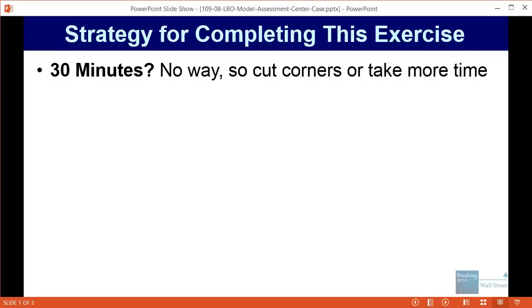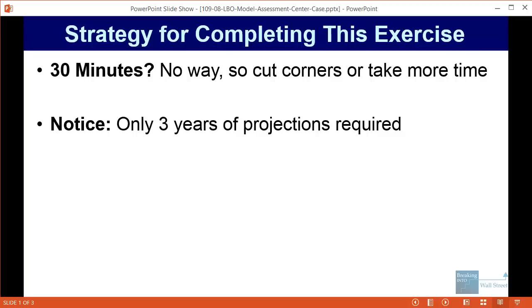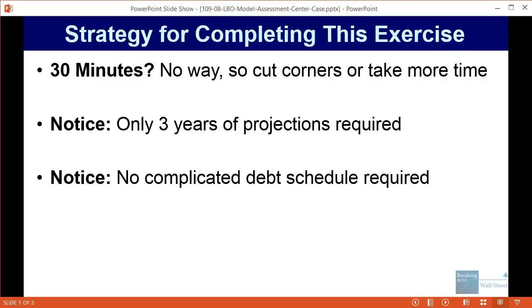In some cases, they will try to scare you by giving an extreme time limit like this. If that happens, finish what you can, skip the formatting, and simplify and cut corners whenever it's possible. Also, as I just mentioned, notice how only 3 years of projections are actually required here, which saves us time.